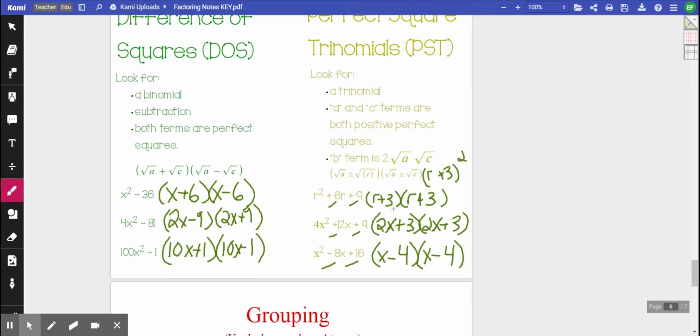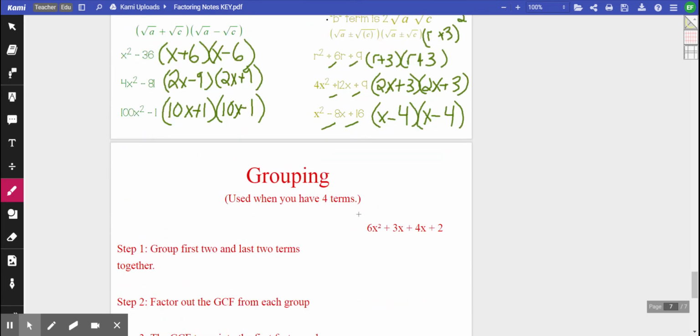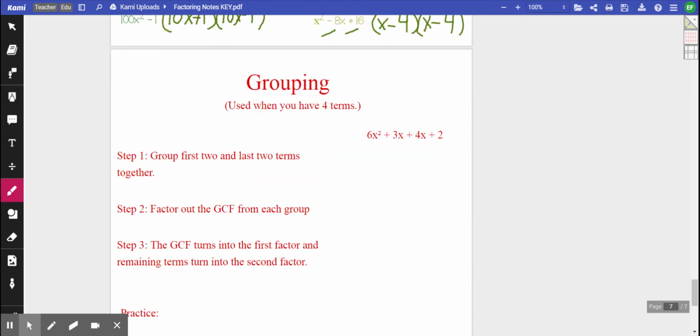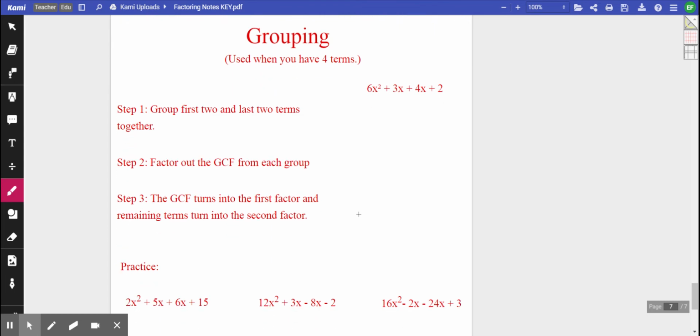Our last technique that we are going to go over is factoring by grouping. This is used when you have 4 terms. So we're going to group our first 2 terms together and our last 2 terms together. We're going to factor out the GCF from each group. The GCF in the first group is 3x. When we do, we're left with a 2x plus 1.